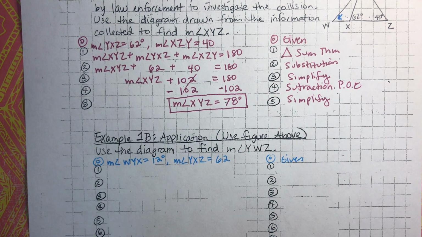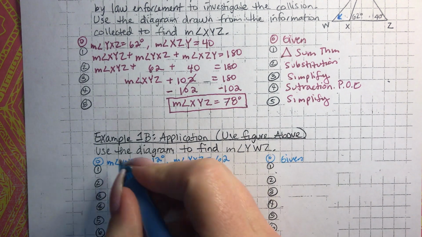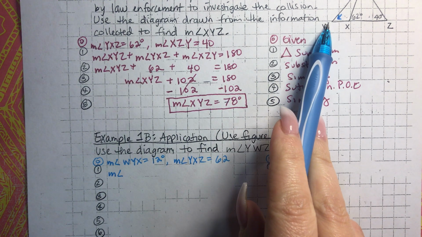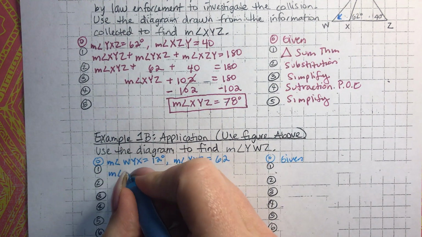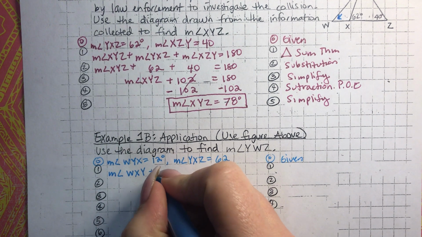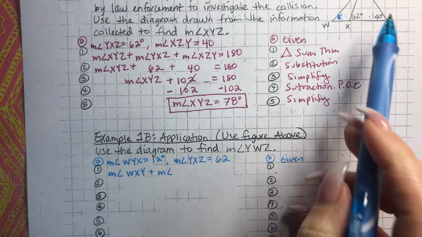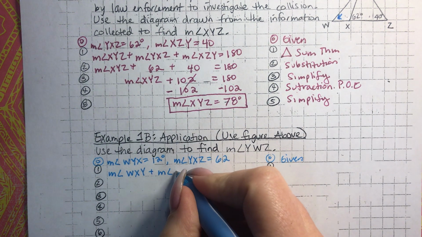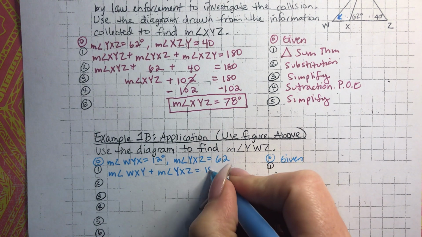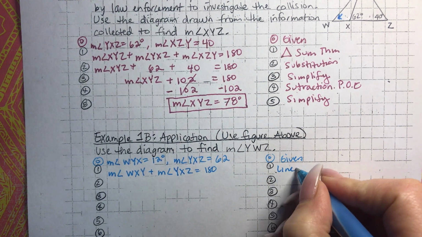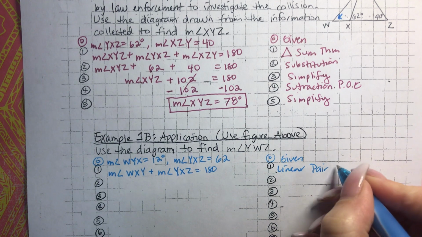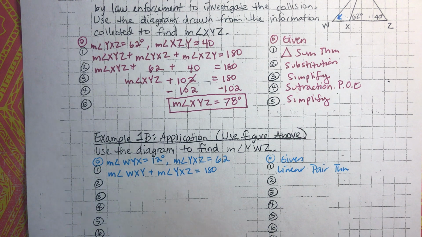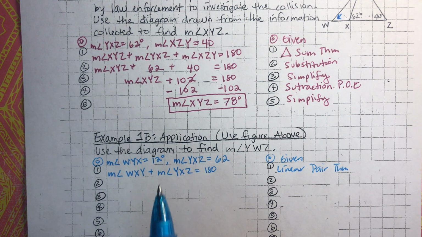are equal to 180 degrees. So we can say that the measure of angle WXY plus the measure of angle YXZ is equal to 180 degrees. Linear pair theorem. Okay, then we just do a little substitution. 62 goes here.